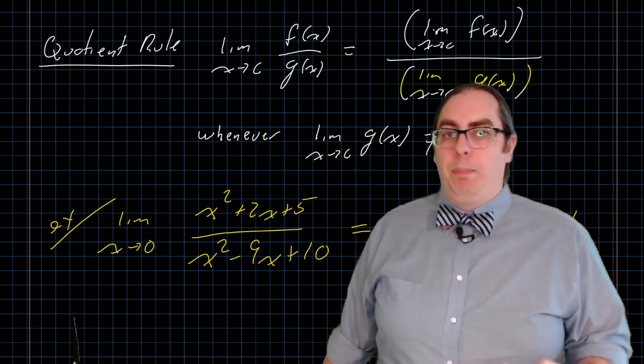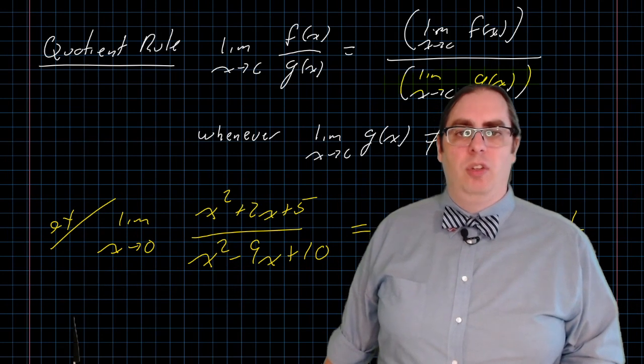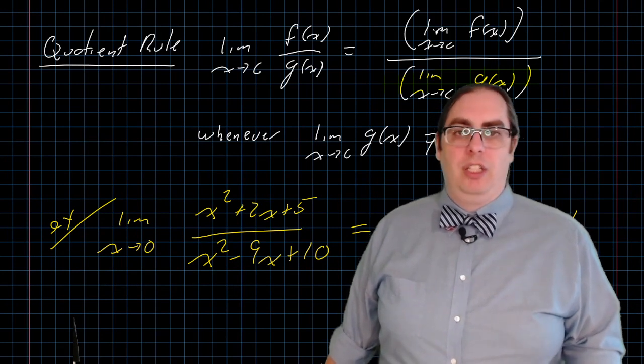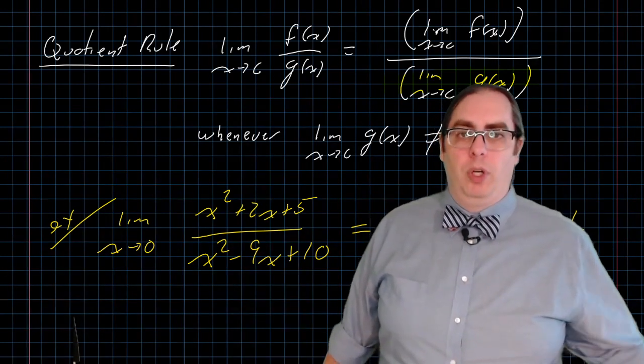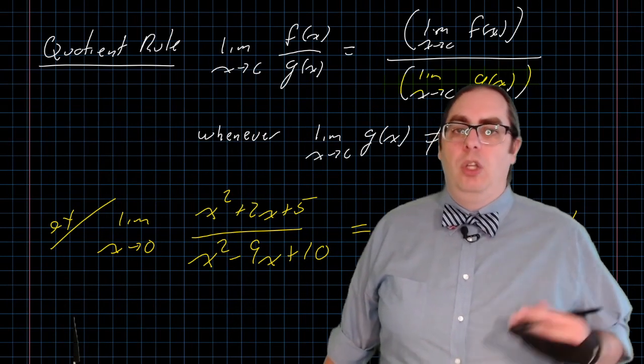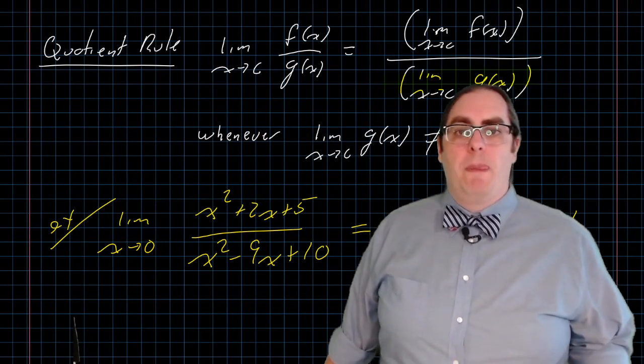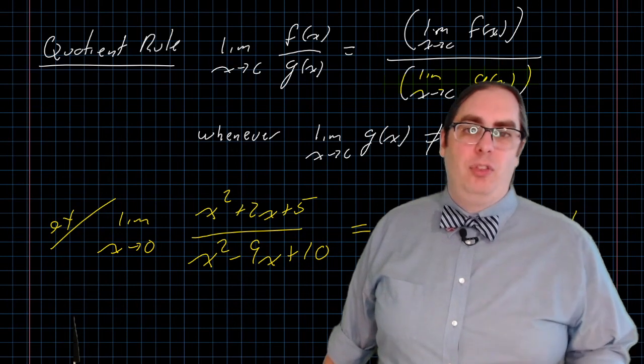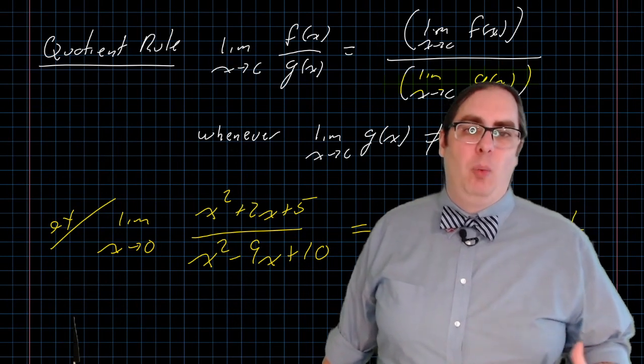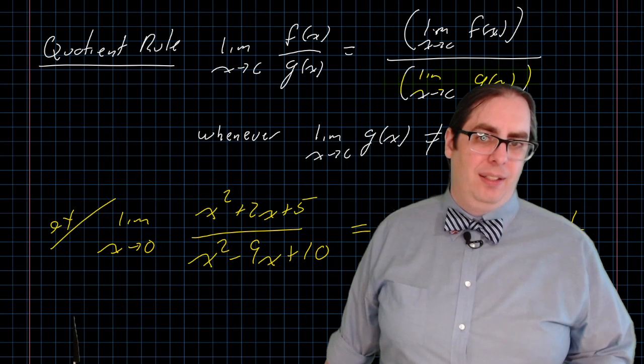You've learned that polynomials are always continuous, that rational functions are continuous except at the points where the denominator is 0. Those are going to be true. And when we have those situations, it means that the limit works very nicely indeed.